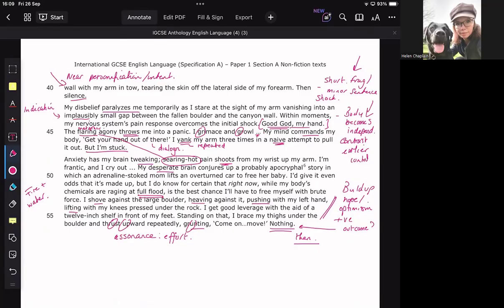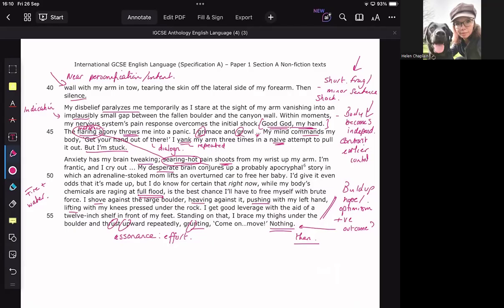We get this idea of his internal monologue at the time, the "good God, my hand," the slight, is it blasphemy? The appeal anyway. "Good God, my hand," the shock, the emotion of it. We have the metaphorical flaring agony, which I'd probably link to the searing hot pain on line 48. The idea of fire and heat, and the boulder consuming the sky, something burning him up, eating him up. "Throws me into panic again." He's a victim of an action. He's now not out of control, but he's now at the mercy of things.